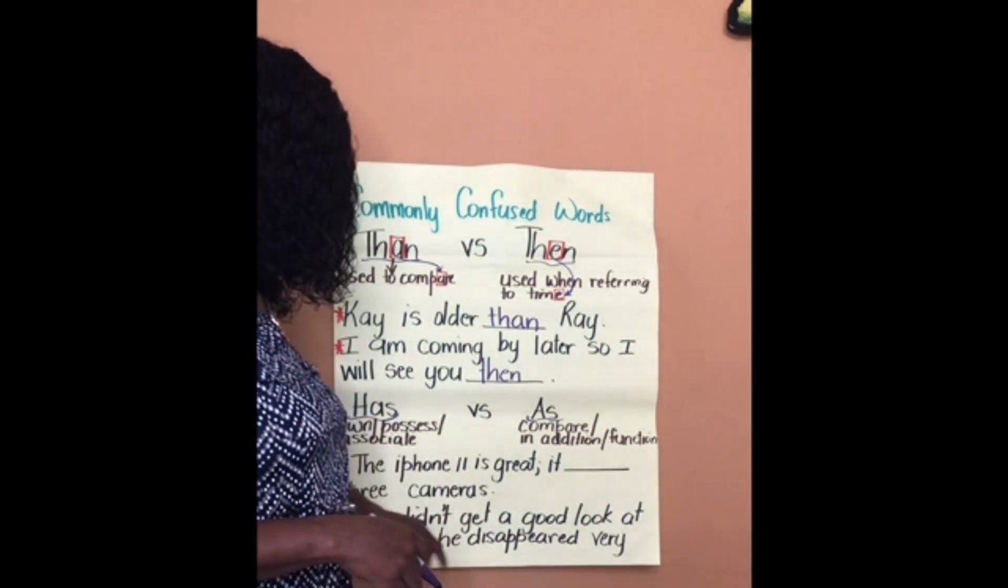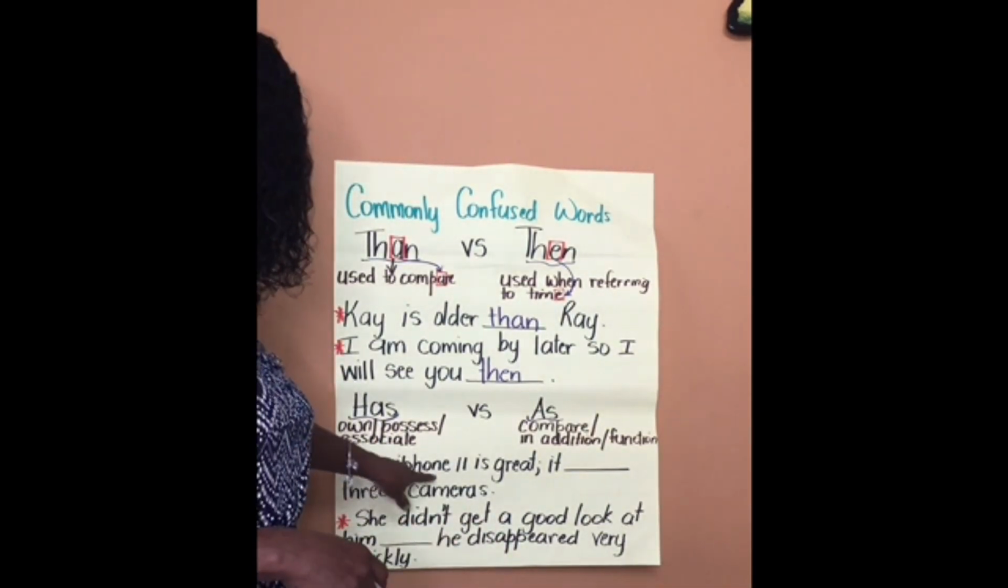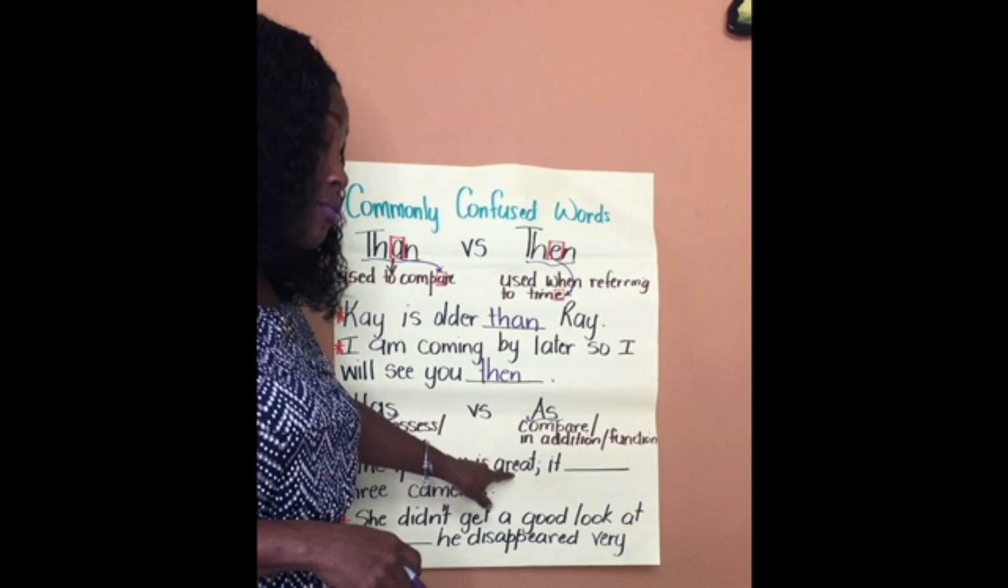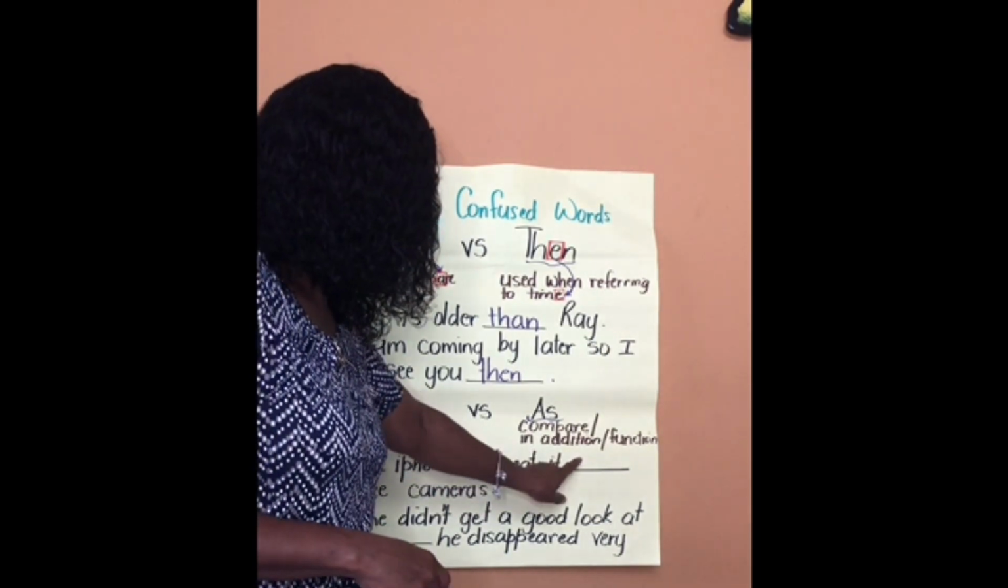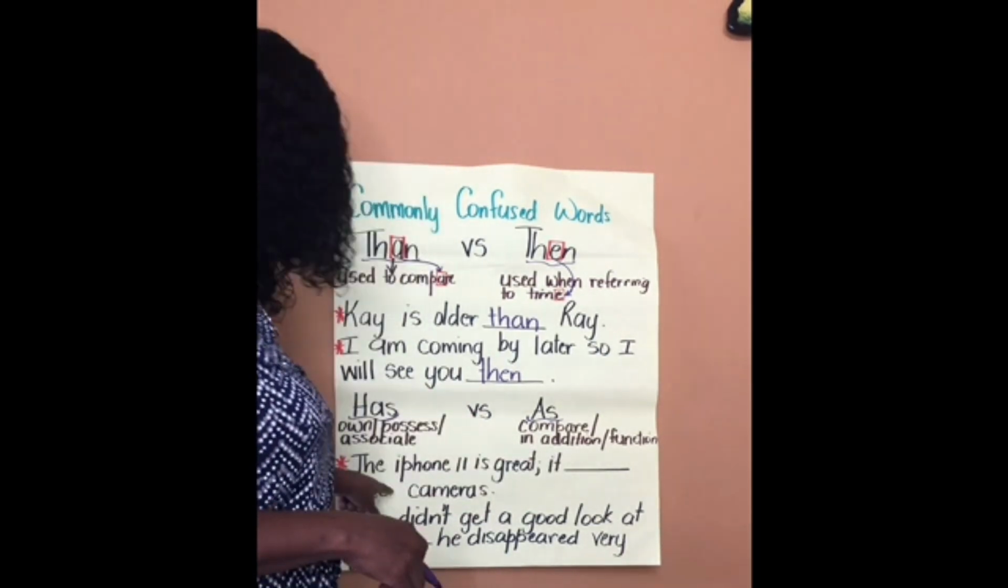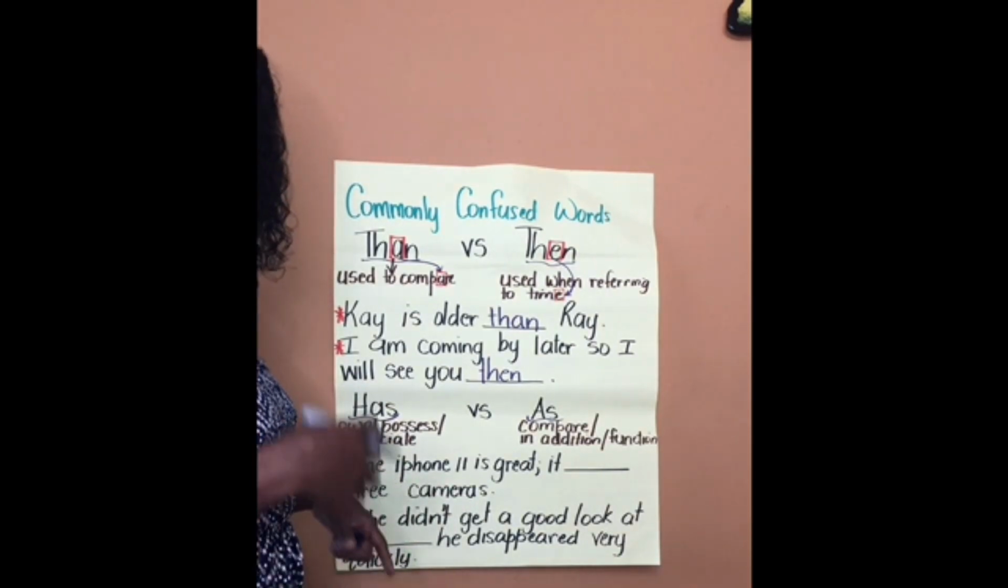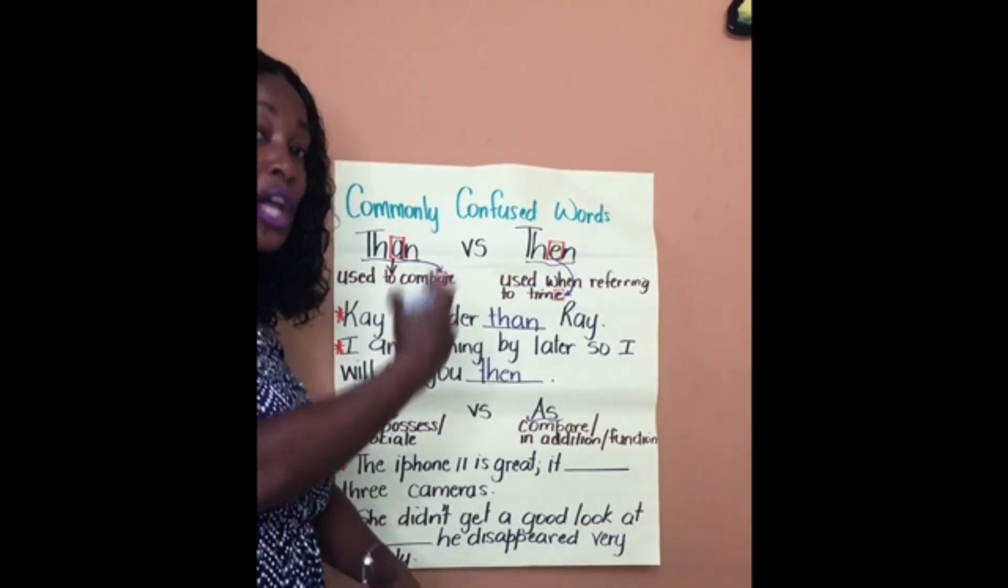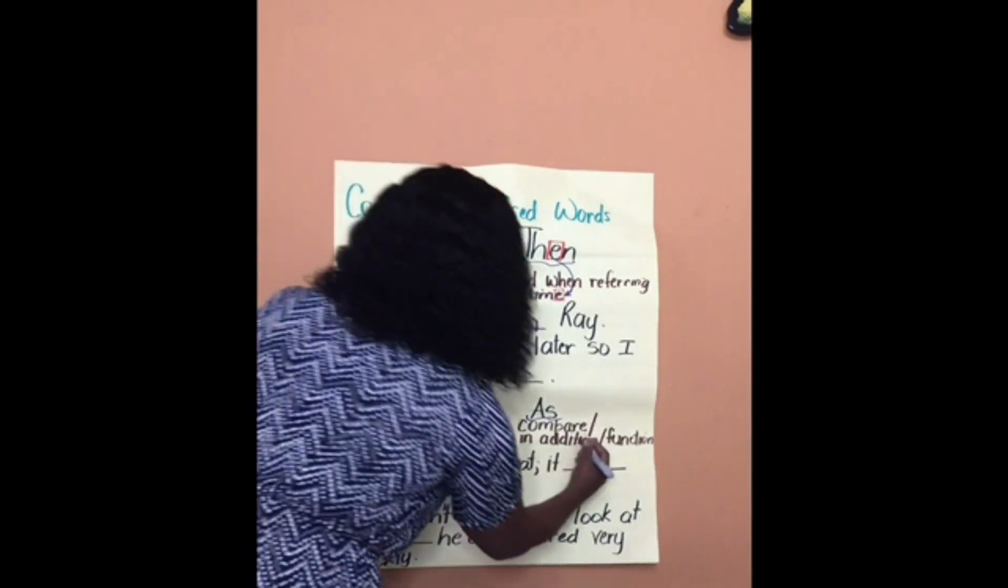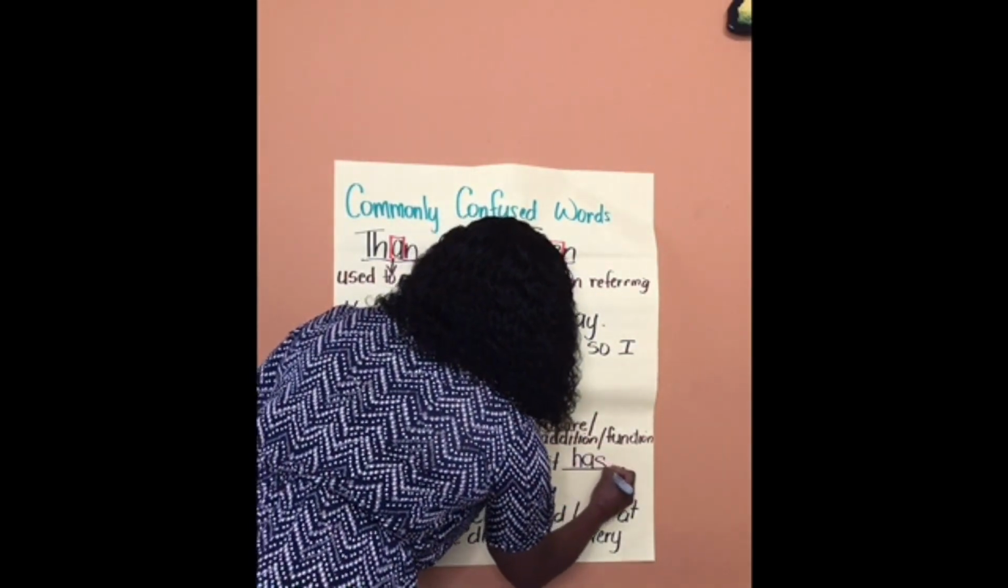Now we have two sentences here. The iPhone 11 is great. It has or as 3 cameras. The 3 cameras belong to the iPhone. So it would be HAS.